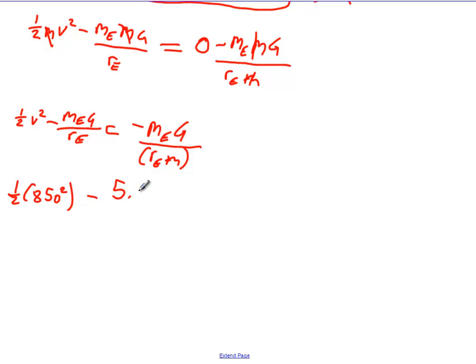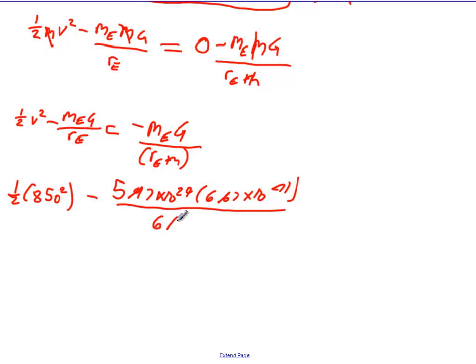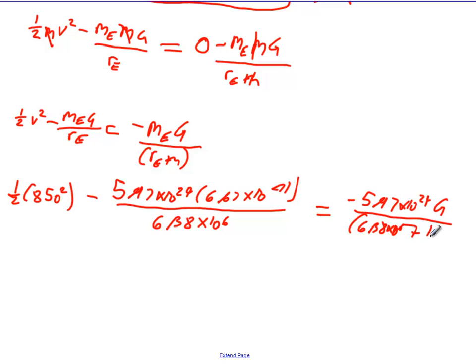minus 5.97 times 10 to the 24th, that's the mass of Earth, times 6.67 times 10 to the negative 11th, that's the universal gravitational constant, divided by 6.38 times 10 to the 6th. Okay, equals negative the mass of the Earth, so negative 5.97 times 10 to the 24th times g, I'm just going to write it because I'm out of room, divided by 6.38 times 10 to the 6th, radius of Earth, plus h. Remember that h. This is actually what your unknown is.